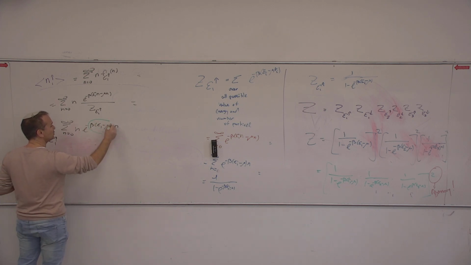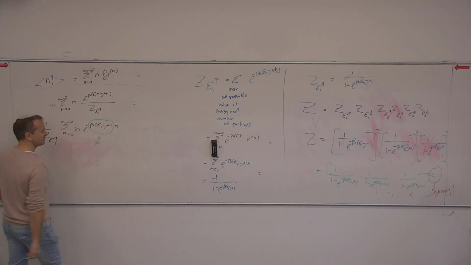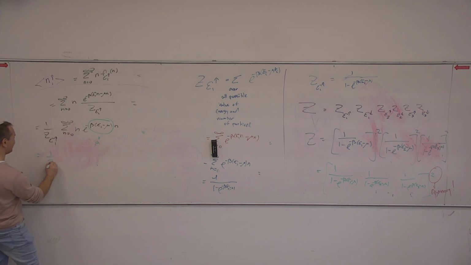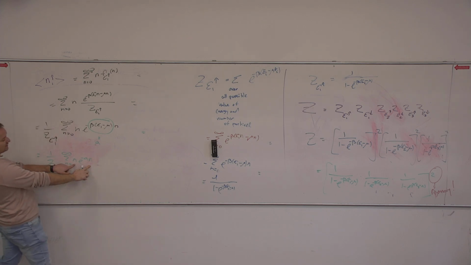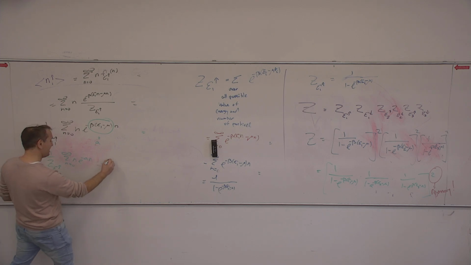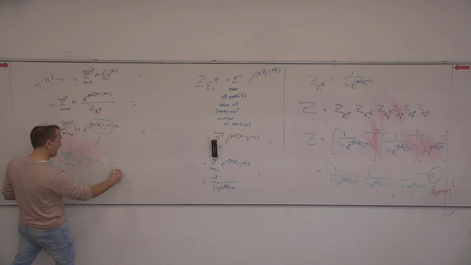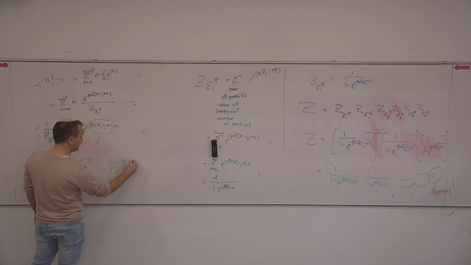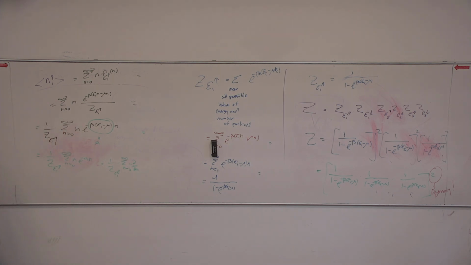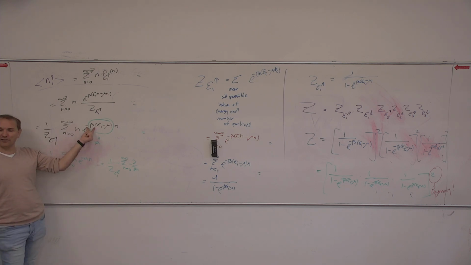So let's call all of this A. So what we have is 1 over z epsilon 1 up, summation n goes from 0 to infinity, n e to the power minus A n. Now we notice that this guy is minus the differential of this guy. Namely 1 over z epsilon 1 up, summation n goes from 0 to infinity, minus d over dA. So we did this trick in the canonical ensemble, but there was only beta, so we had to differentiate with respect to beta.